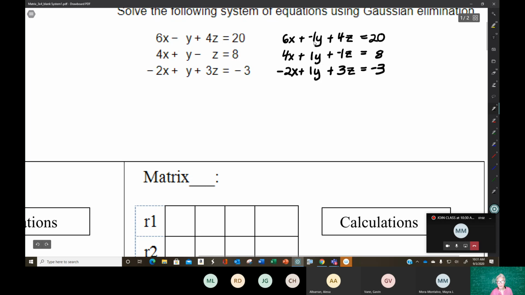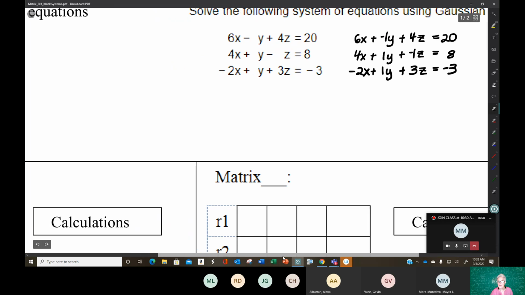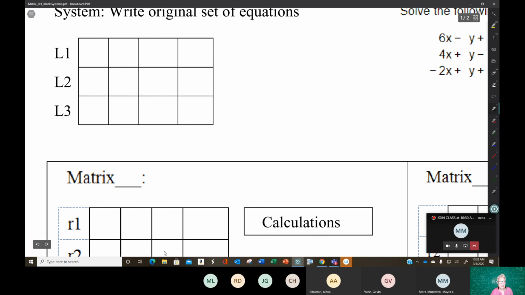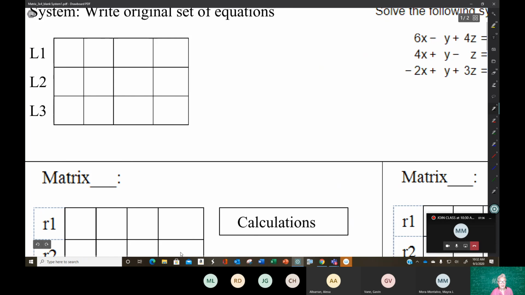6x plus negative 1y, plus 4z equals 20, and 4x plus 1y plus negative 1z equals 8, and negative 2x plus 1y plus 3z equals negative 3. Okay, I need to do that because I need to fill in my first matrix over here.